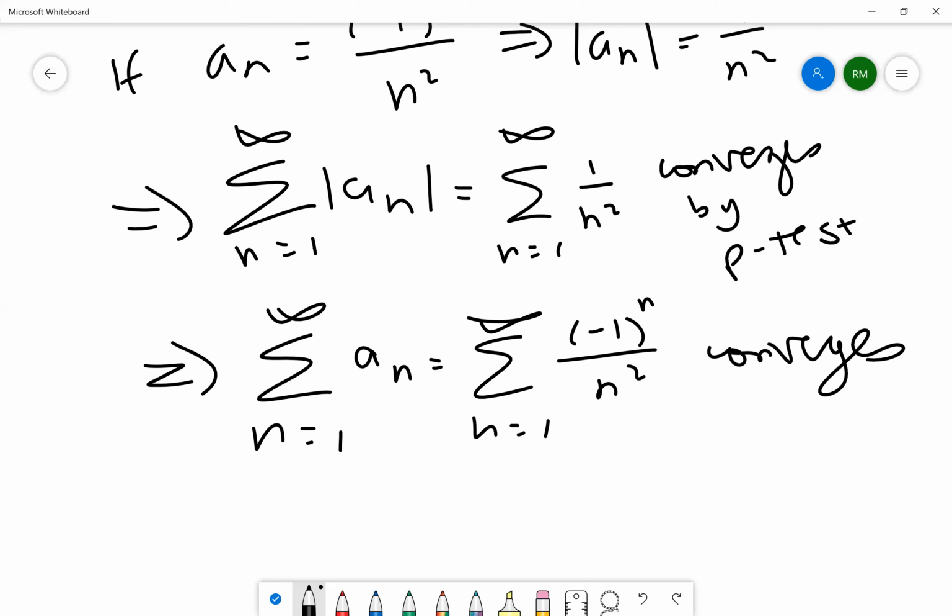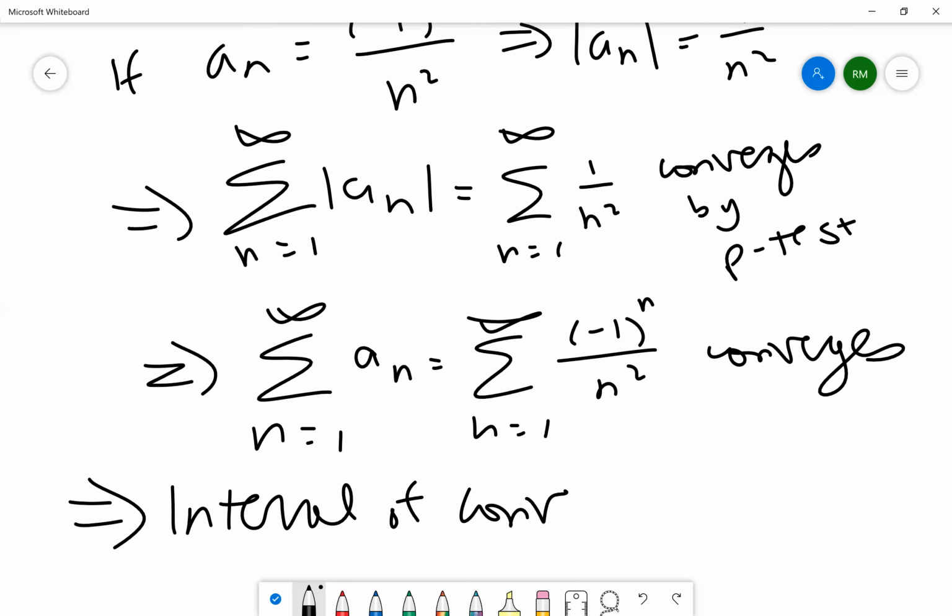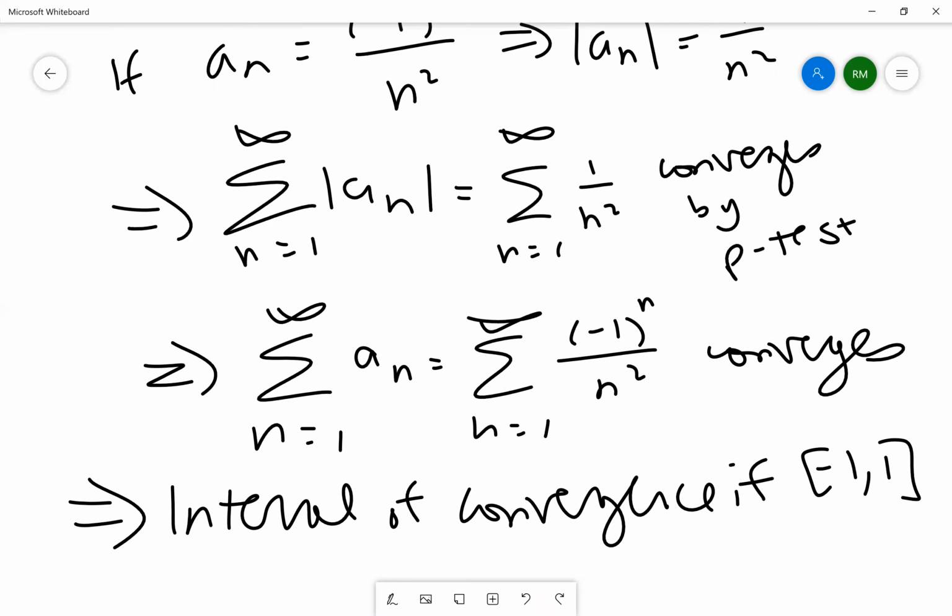You could also have used the alternating series test. But anyway, what this tells us is that our interval of convergence is from -1 to 1, where we include the endpoints.